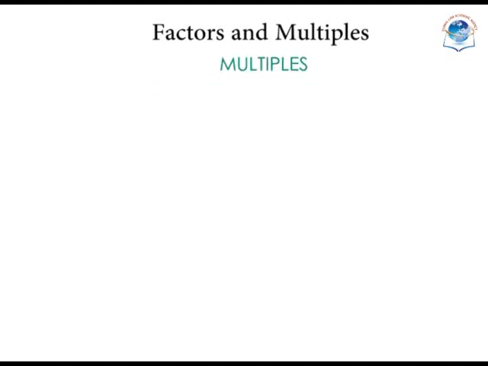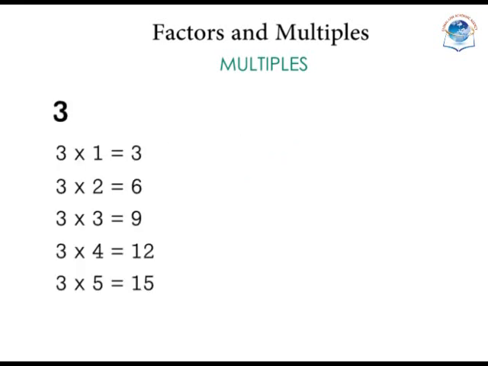Now let's go to multiples. We said that in the multiplication 2 times 4 equals 8, 8 is called a multiple. Now consider the number 3. 3 times 1 is 3. 3 times 2 is 6. 3 times 3 is 9. 3 times 4 is 12. 3 times 5 is 15. The numbers 3, 6, 9, and 12 are called multiples of 3.